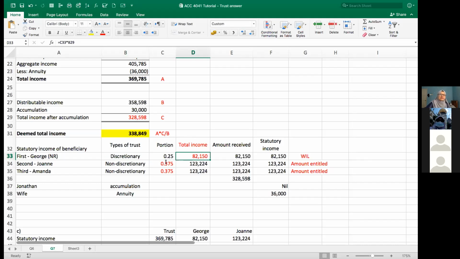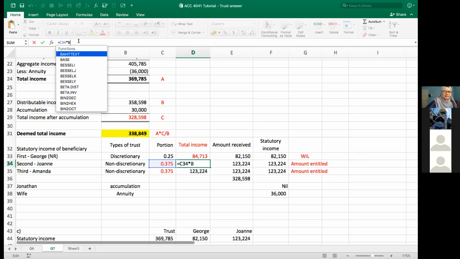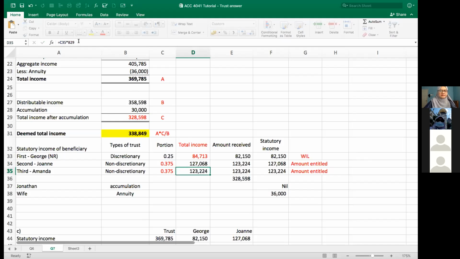I think the answer should be plus, anyone? Times. Times B31. So 84713, right? Yes. Because it has to be based on this rather than based on the total income above. It has to be the deemed total income. But for this one, again, it has to be B31. It is also B31. Do you get the same answer?